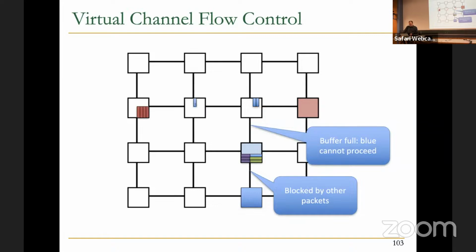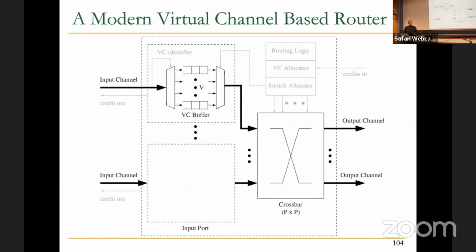Essentially, this blue flow wants to go down, but cannot because of this blocking. But now the red flow, since we put it on a different virtual channel, can actually proceed. So that's the efficiency of virtual channels.